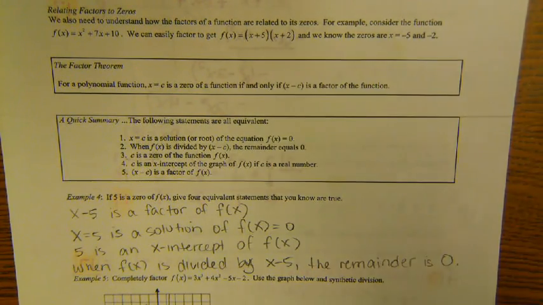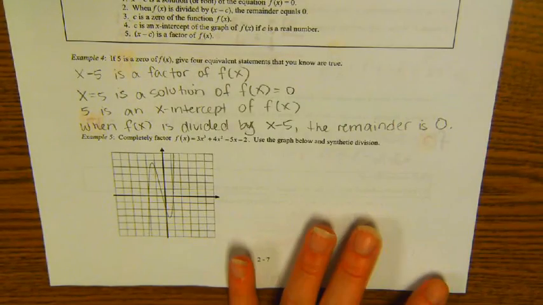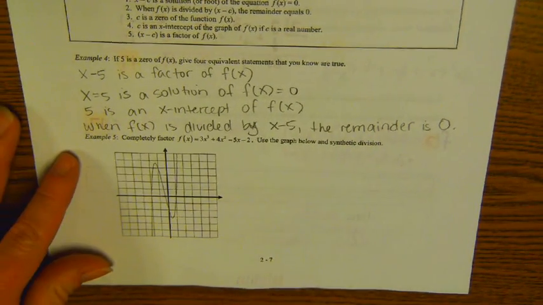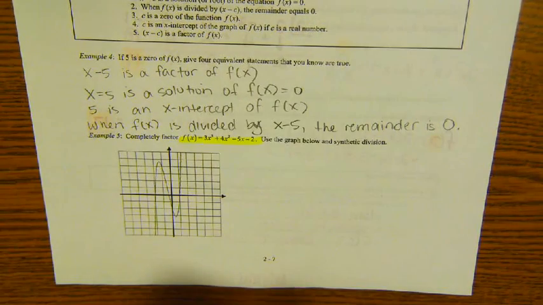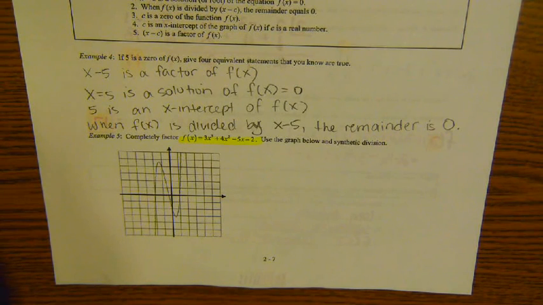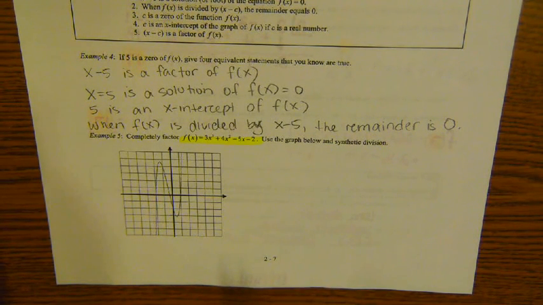Okay, so now we can use these ideas to help us factor polynomials. So what I have graphed below is f of x equals 3x cubed plus 4x squared minus 5x minus 2. Let's assume that on the x-axis there's a scale of 1. What are you noticing? Are you seeing any x-intercepts that you feel are quite clear? Which one?